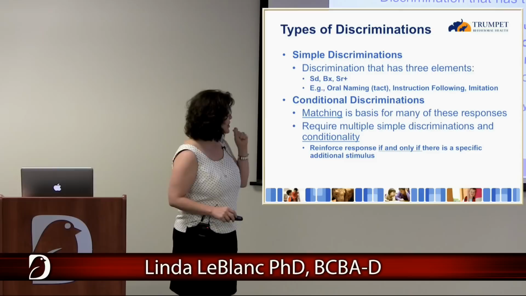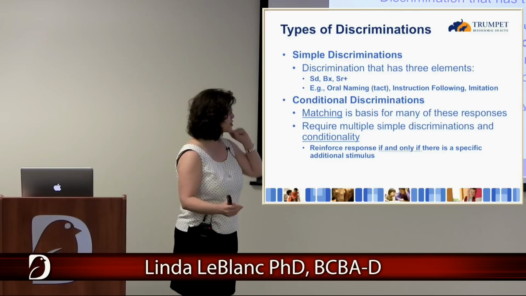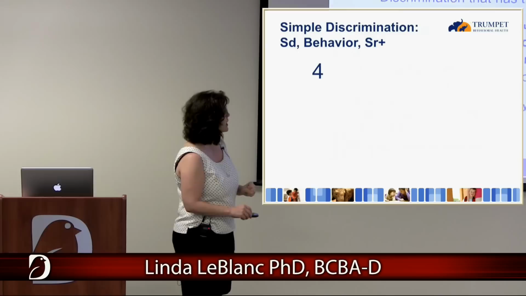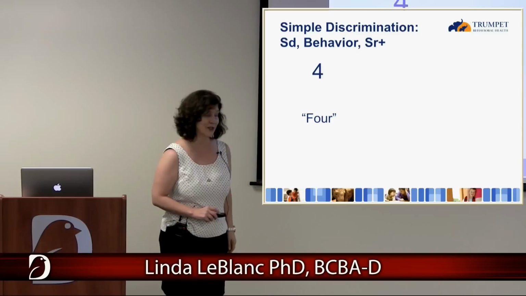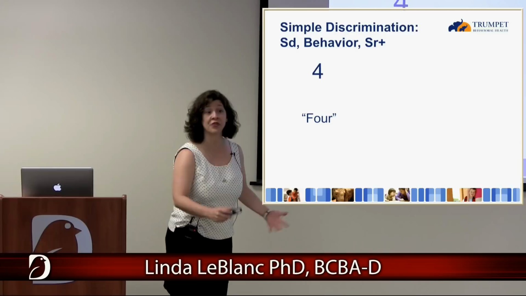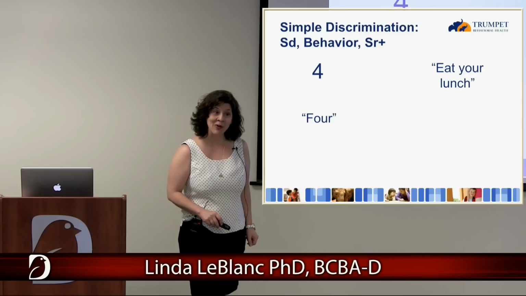So that means this response is the correct one and will receive a reinforcer if and only if there is an additional specific stimulus. So let's take a look at this, just as an example. You see this number, and someone help me participate. You say four, that's exactly right. You say four and you get a reinforcer. So this is in fact your antecedent. This is your behavior and I think you're delightful. So there's your reinforcer.